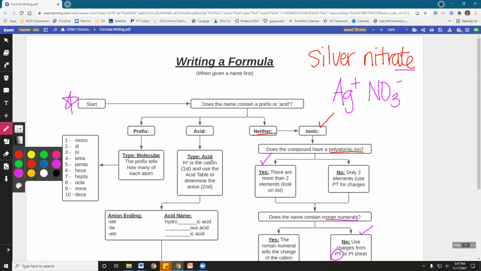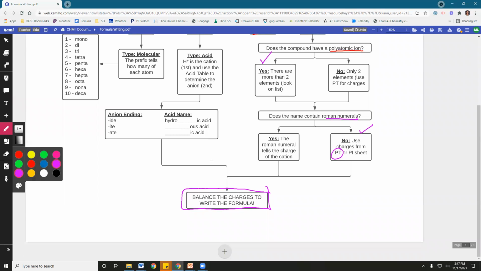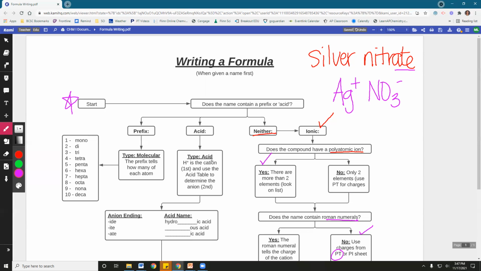Okay, and now at this point, we've gotten our cation and our anion. Last thing to do is balance the charges to 0. In this situation, what's really nice is that we've got a +1 and a -1, so they already balance each other out. We don't have to cross, we don't have to add anything. So the formula for silver nitrate will just be AgNO3. That would be an example of an ionic compound.